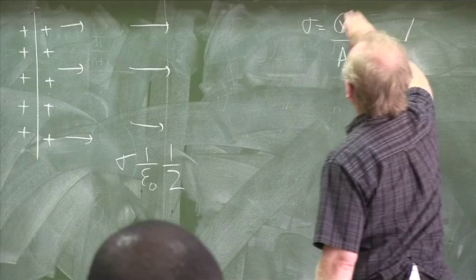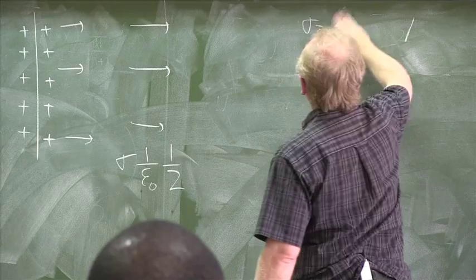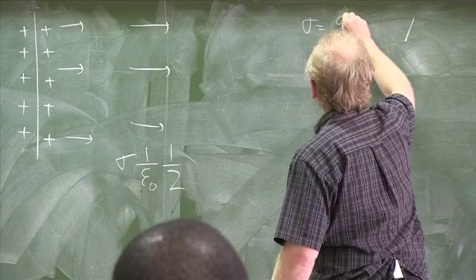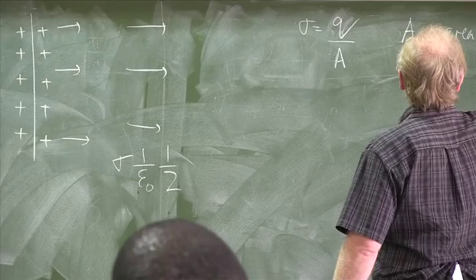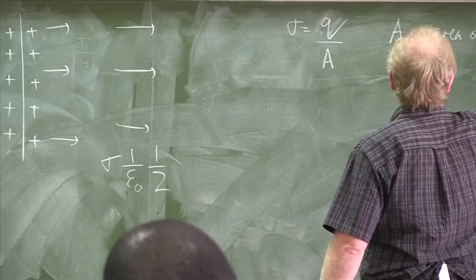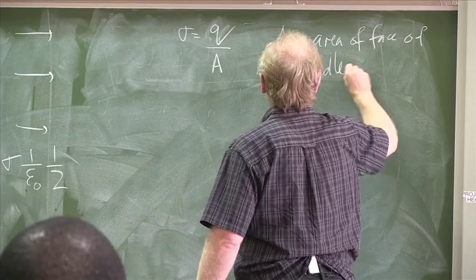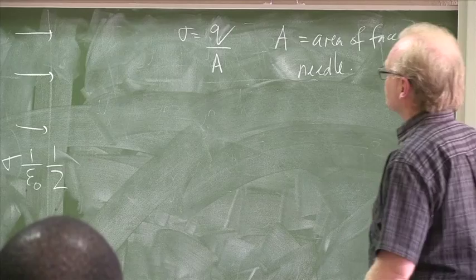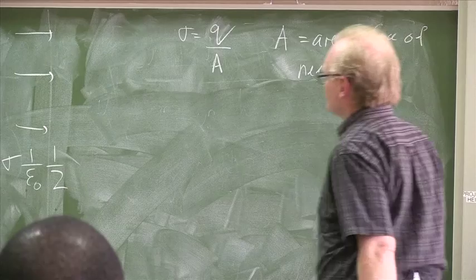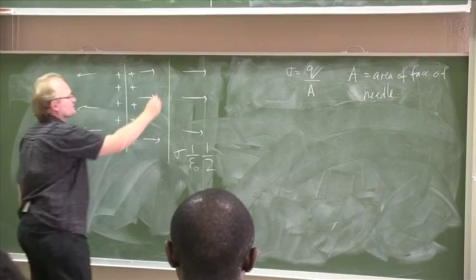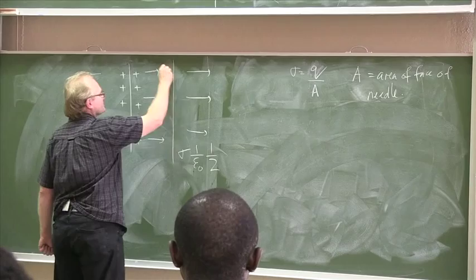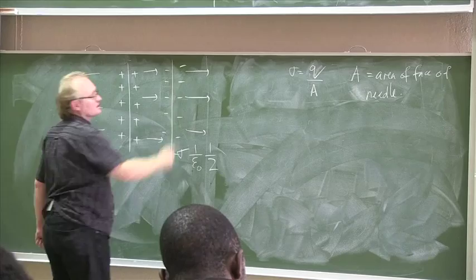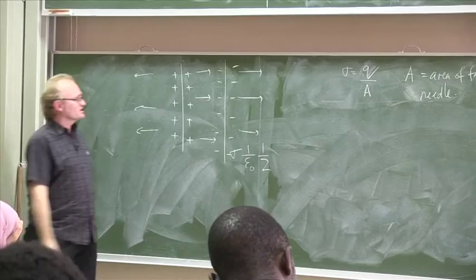Let me use little q to match what we're calling the charge of the needle. So it'll be little q over A, and A is the area of the face of the needle. Good. Now let's think about the second face of the needle, the one that is negatively charged. Which way are the field lines now? Towards the needle or away from the needle? Towards.